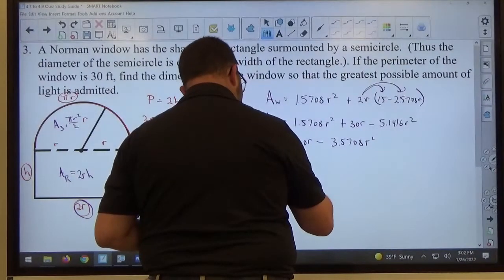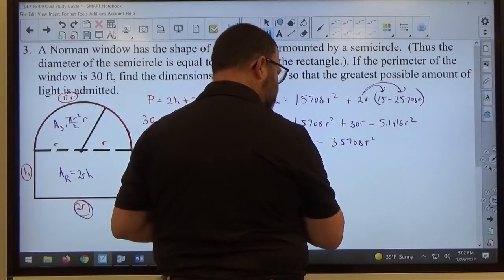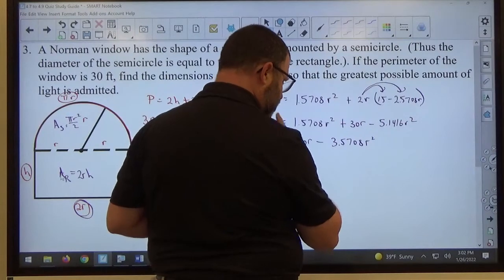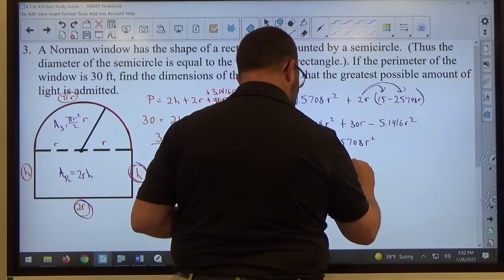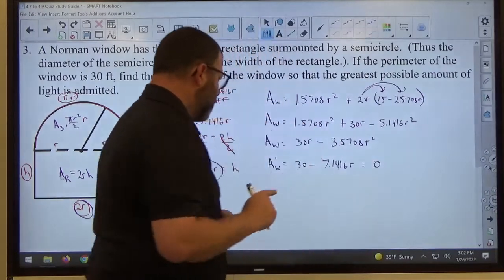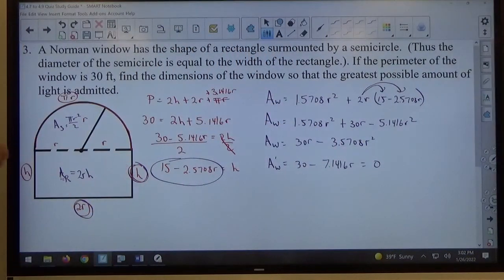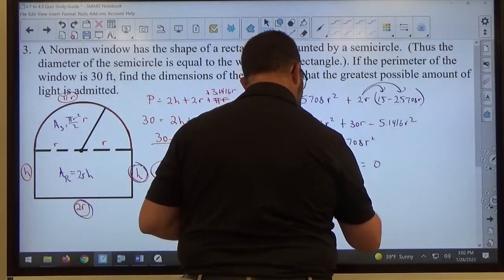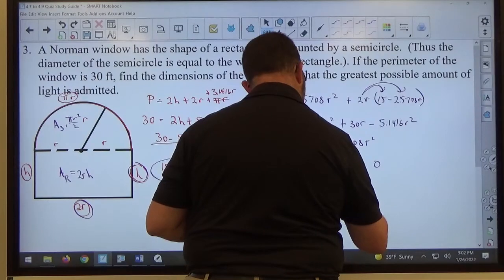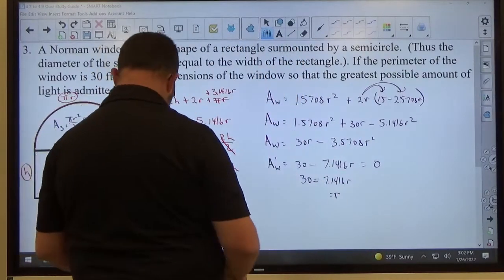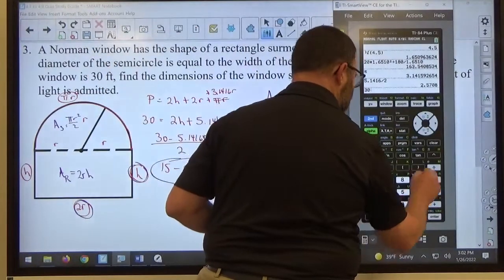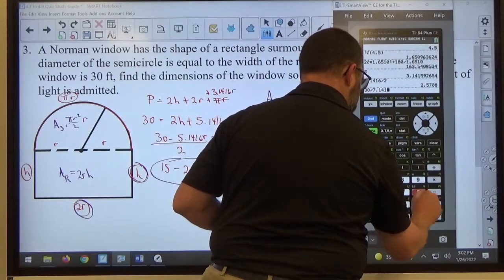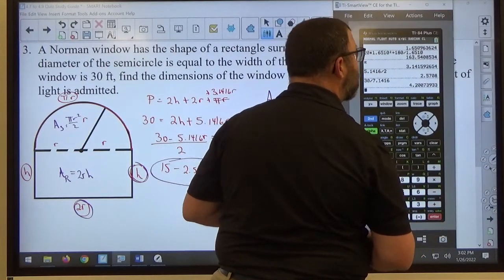So A sub w prime is going to be 30 minus 7.1416 r equals 0. R must be positive, h must be positive. We're only working with r right now, so 0 is the minimum. If it equals 0, we get a critical number, so I just got to solve that. So 30 equals 7.1416 r, so r is equal to whatever 30 divided by 7.1416 is. So 4.2007.